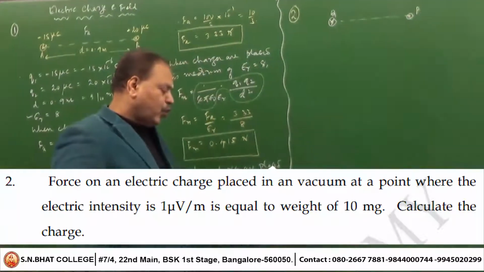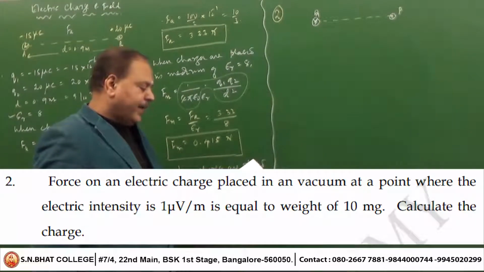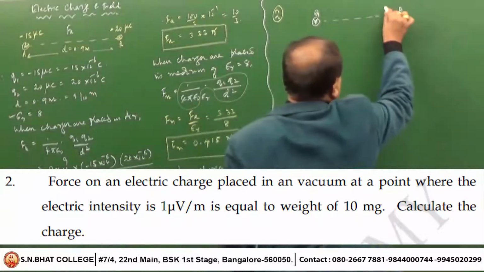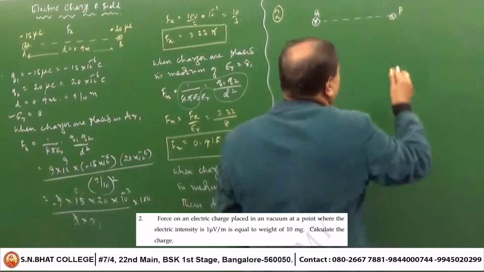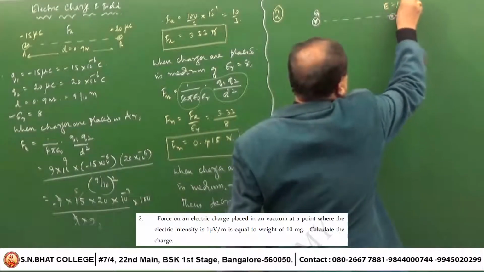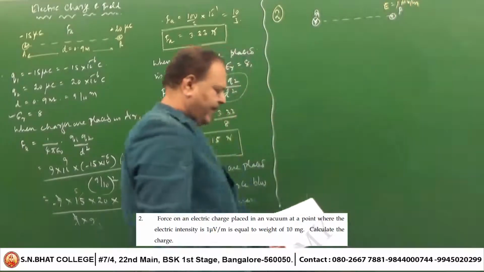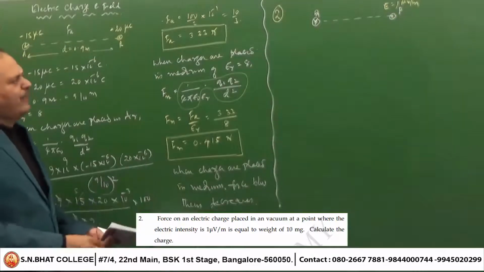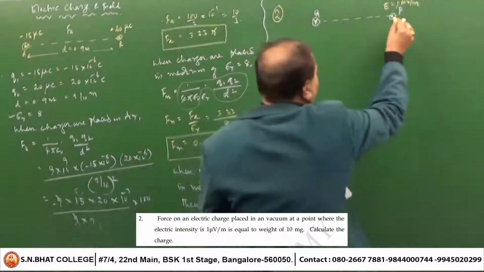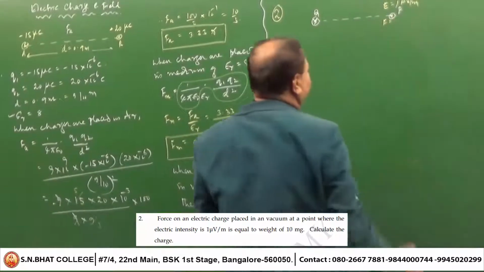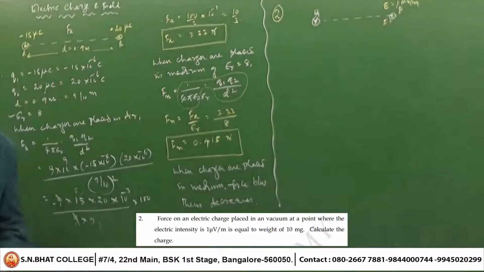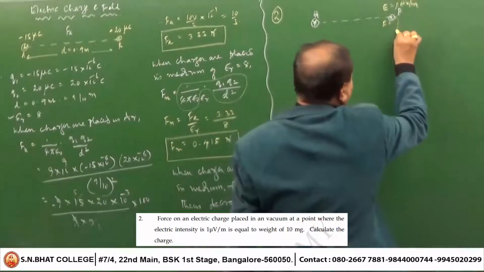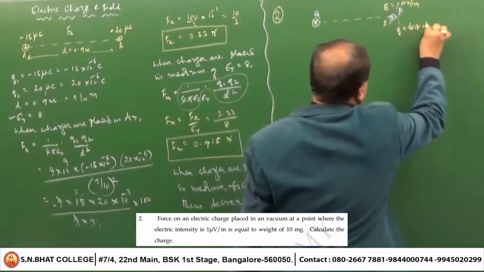And what he says, force on an electric charge placed in a vacuum at a point where the electric intensity is 1 microvolt per meter. The electric intensity is E, which is 1 microvolt per meter. And that force experienced is equal to the weight. So there it experiences a force equal to its weight. Calculate the charge. That is, calculate the charge means it is the test charge you have to calculate. Value of the test charge.